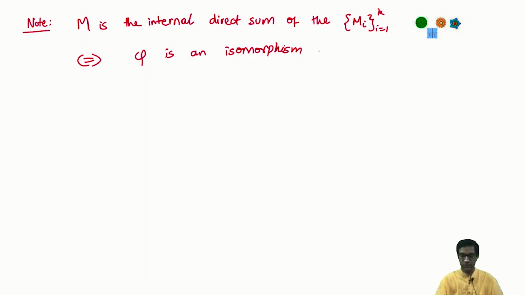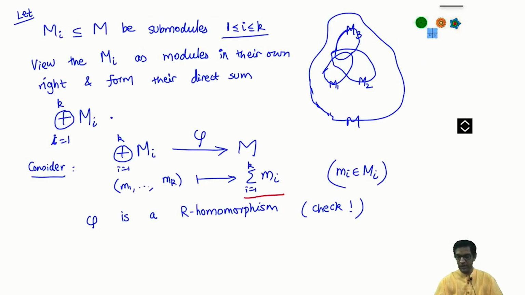Okay, isomorphism of R-modules, of course, everything is over some ring R. So what this means is that this notion of internal direct sum, if M is the internal direct sum, in some sense it's isomorphic to the external direct sum of the M_i's. So that's sort of why, after a point, one stops making this distinction between internal and external. In some sense it's really the same notion.